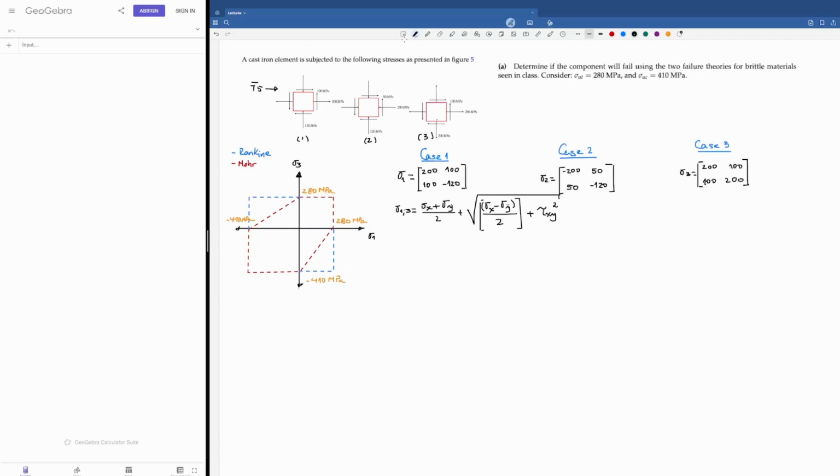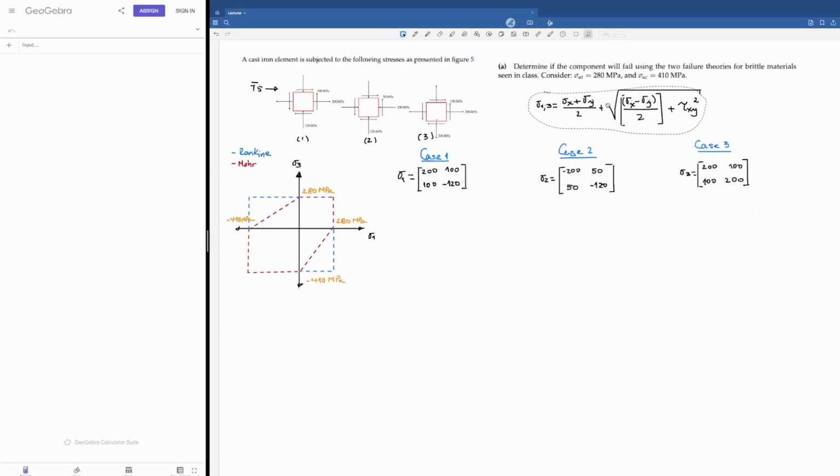Then I can close my square root. As this is getting in the middle of things, I'm going to just move all of these and put it here. I'm going to give it a title. Principal stresses formula. Then here, planar case. Like this.